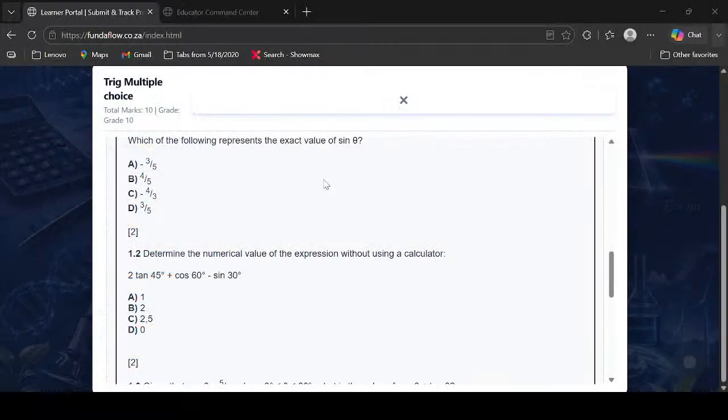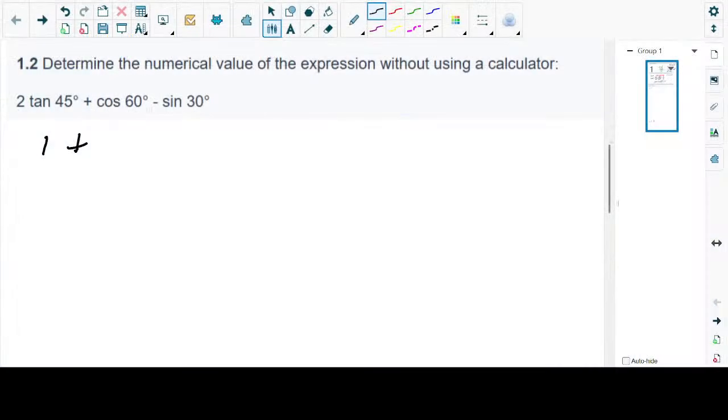But the mistake that learners usually make is they copy everything the way it is on their calculator, and then they show that they used their calculator. You see the way I'm doing them as if I'm doing them in the diagram. I said tan of 45, then I have 2 multiplied by 1. Next one I have cos of 60, it's 1 over 2 again. Plus you have sine of 30, it's 1 over 2. So sine and cos are inverses of each other.